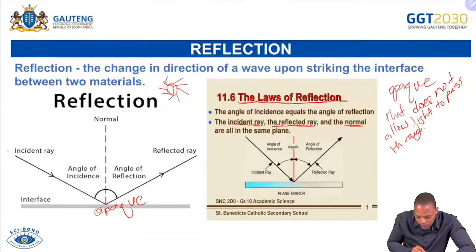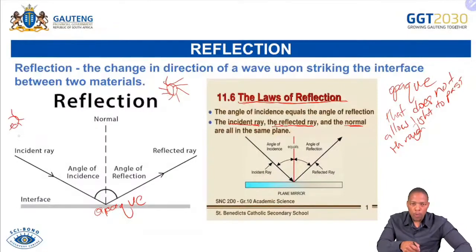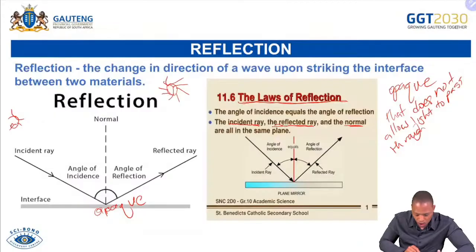Here we said we have a light ray that comes from some light source. Let's say the sun was here. We have a ray that comes from some source, and that ray is approaching a certain object that is opaque. That one ray that we are going to consider is called the incident ray, the ray that is coming in.